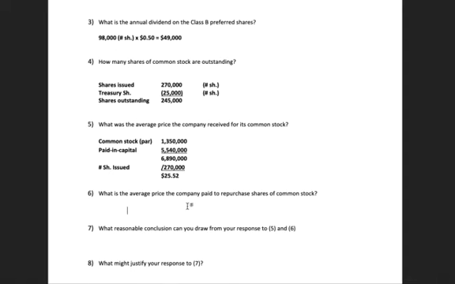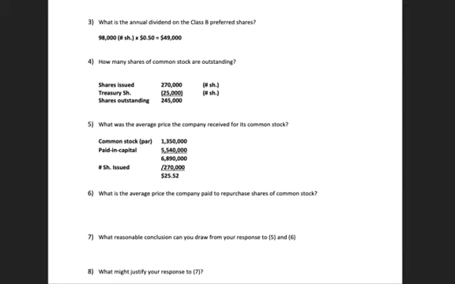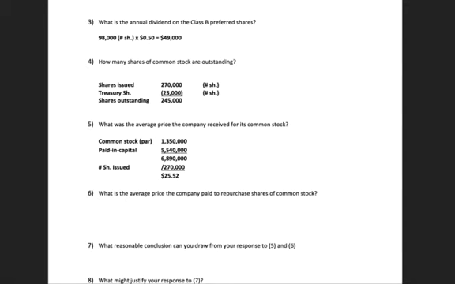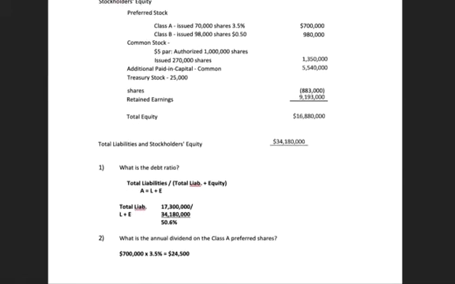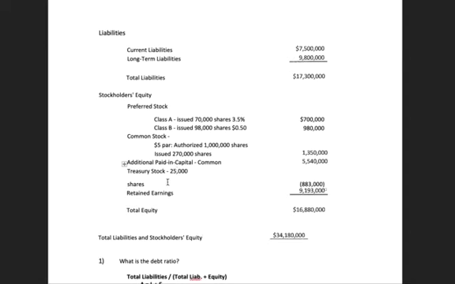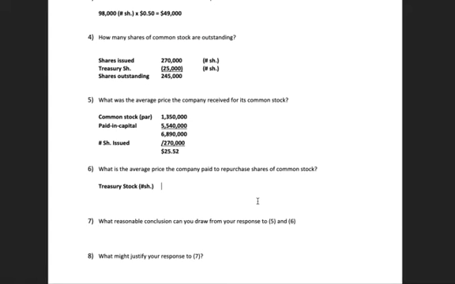Solid. Okay. But now we want to find the average price the company paid to repurchase shares of the common stock. So what we do is actually go to our total treasury stock, number of shares. So treasury stock are our share repurchases, and we have 25,000 shares repurchased. The value is $883,000. I was wrong here. We're actually taking the dollar amount, so $883,000.